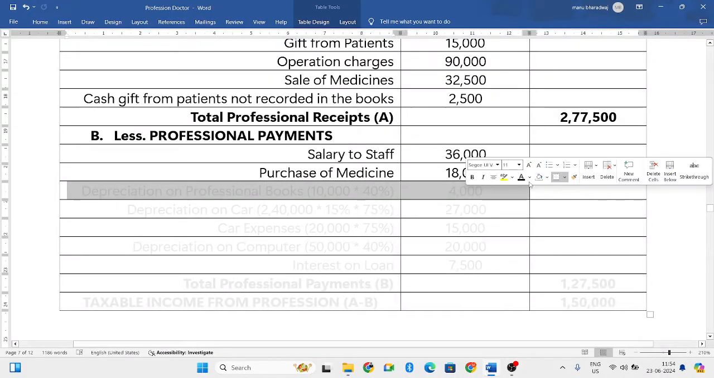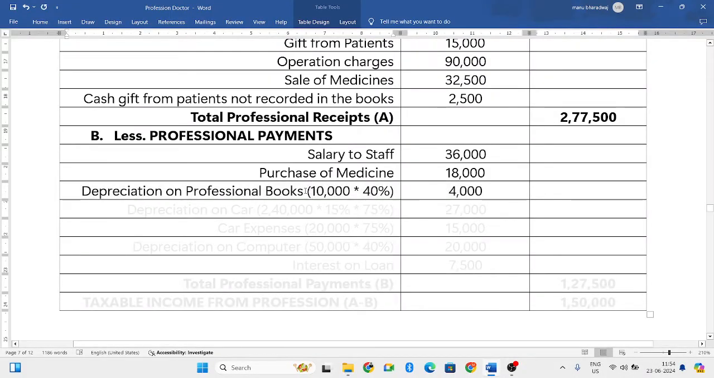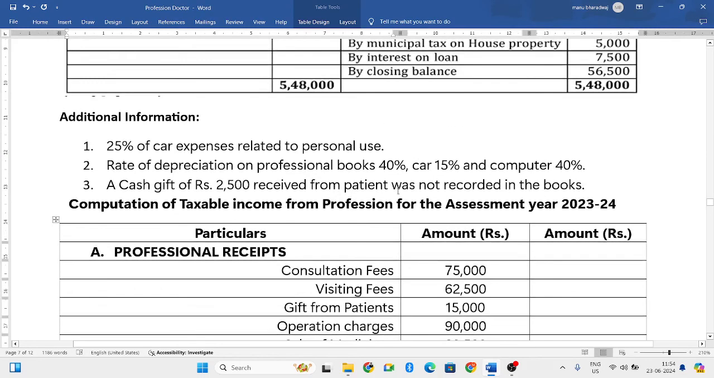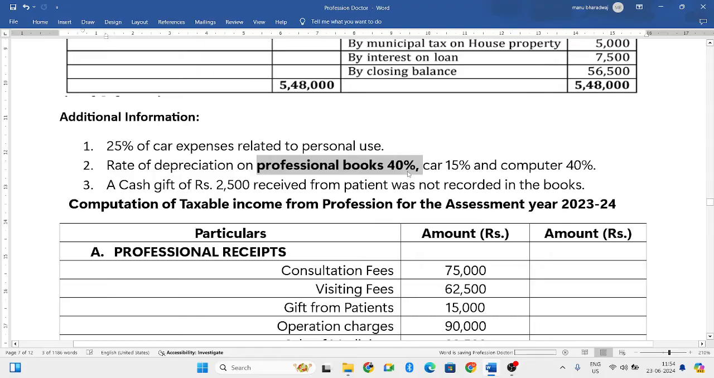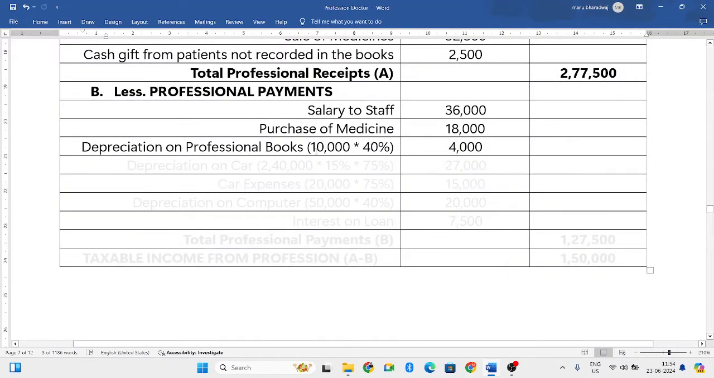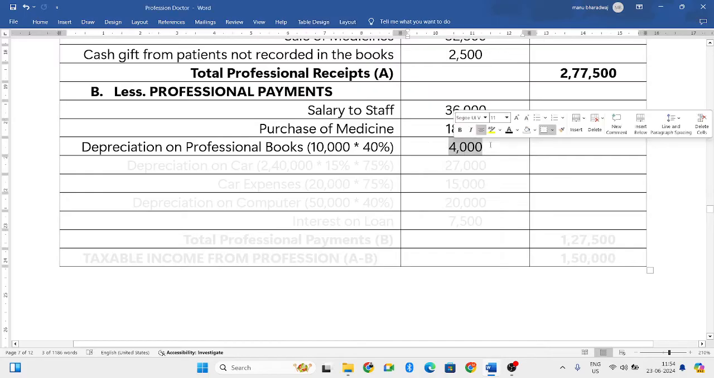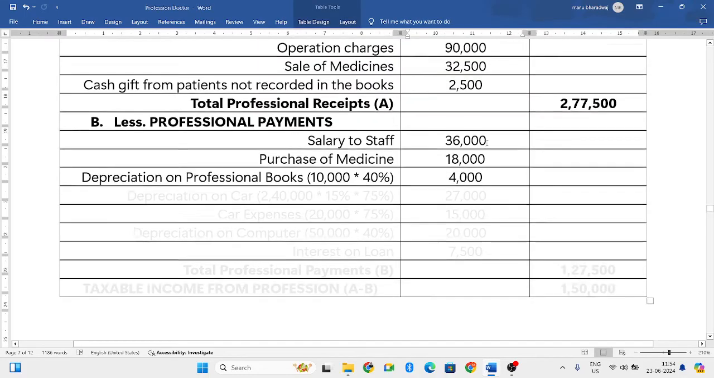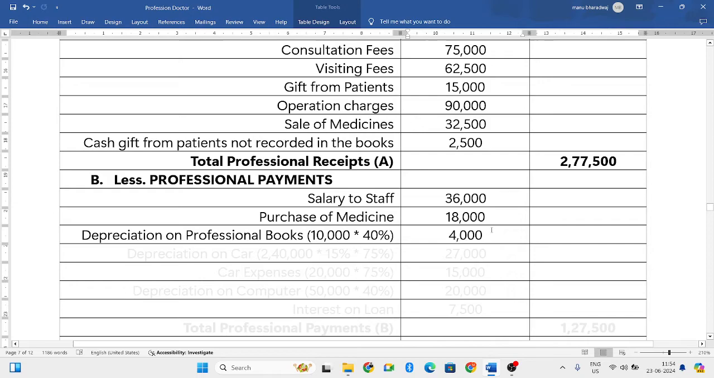So depreciation on professional books, the total value of professional books is 10,000. In the additional info they have told us to take the percentage of depreciation as 40%. So we have to calculate 40% depreciation on 10,000. The depreciation will be 4,000. So 4,000 I will write in the inner column.